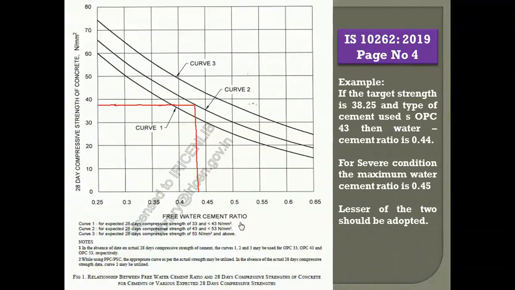First we check the water cement ratio in this graph, then we correlate it with the maximum water cement ratio given in the code book, IS 456. Whichever is the lesser of the two, we take that for the calculation. So this is about the water cement ratio.